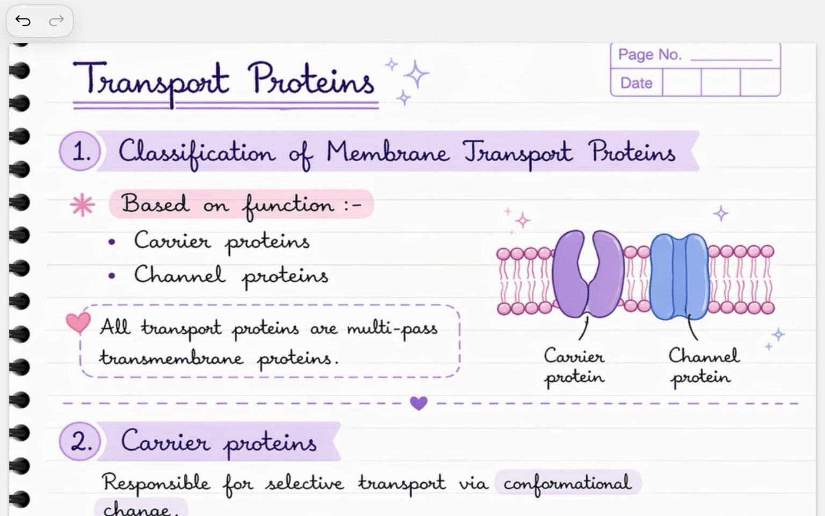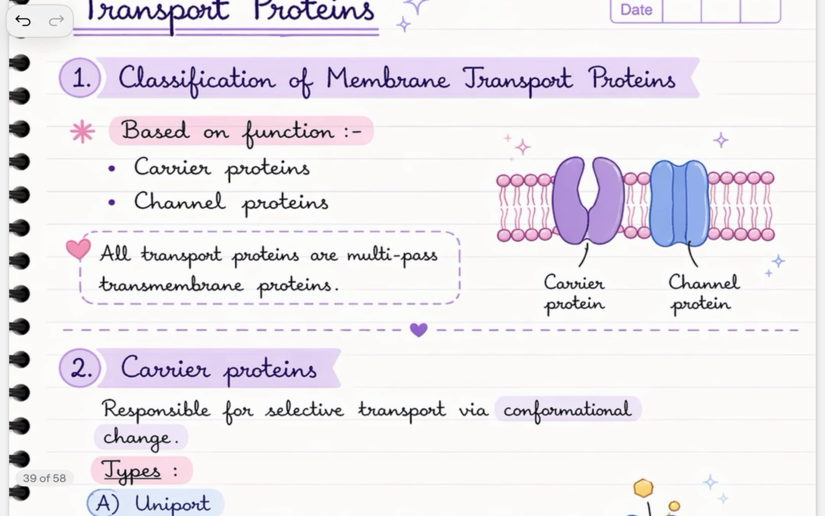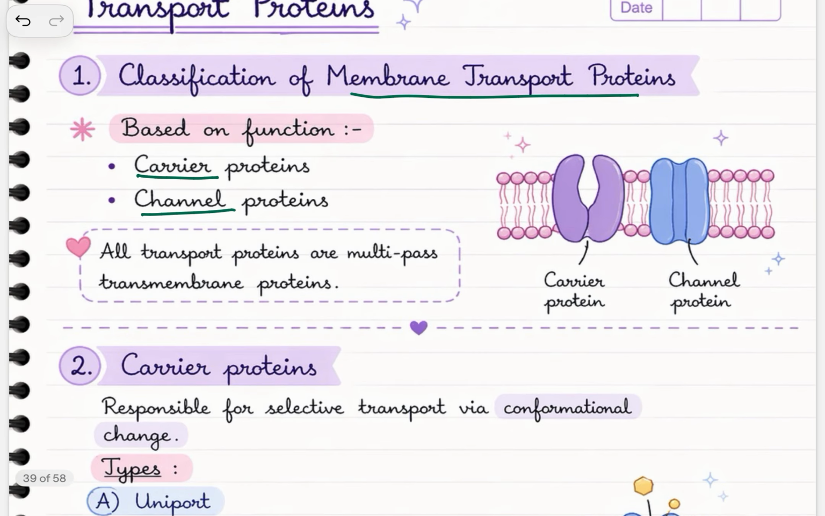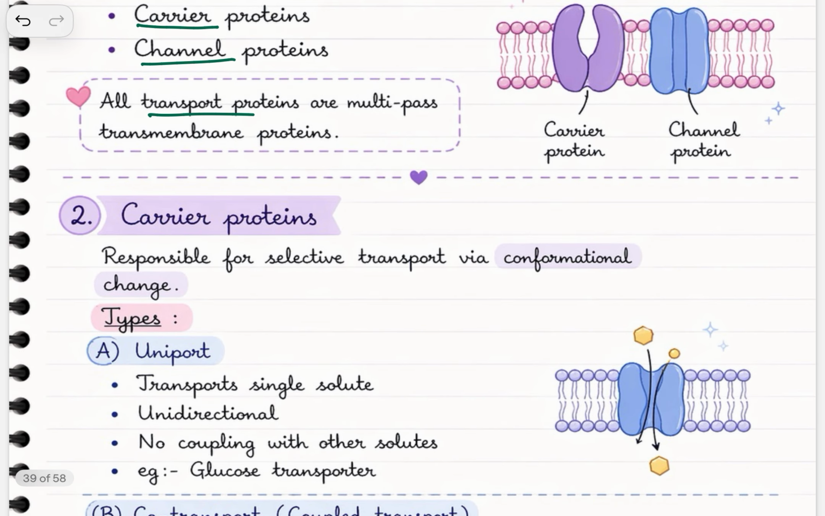So our next topic is transport proteins. Classification of membrane transport proteins based on function. There are two types: carrier proteins and channel proteins. All transport proteins are multipass transmembrane proteins. This is important. Okay, so let's start with carrier proteins.